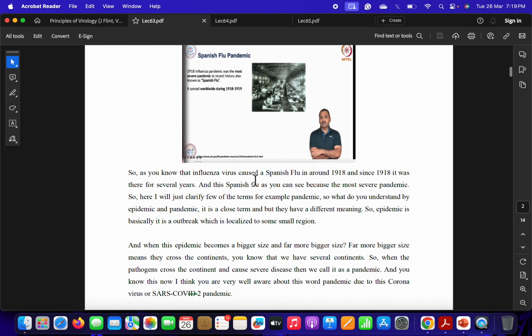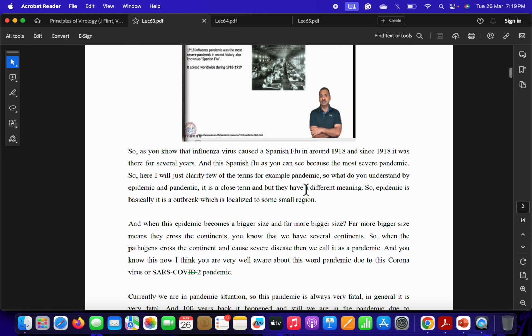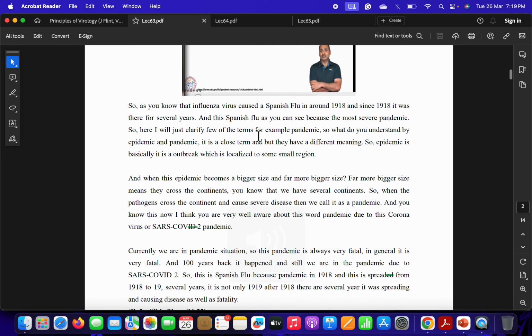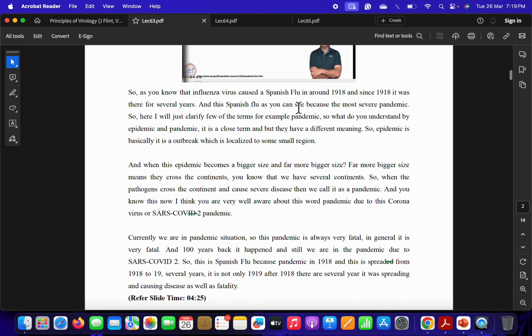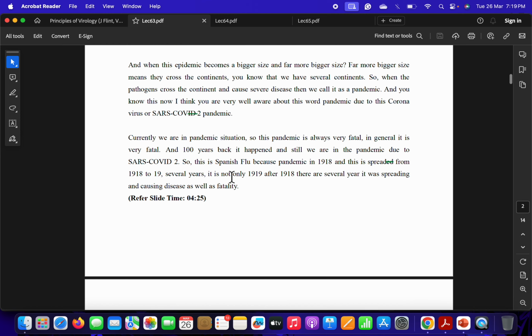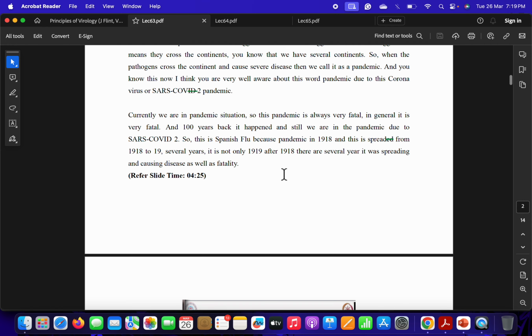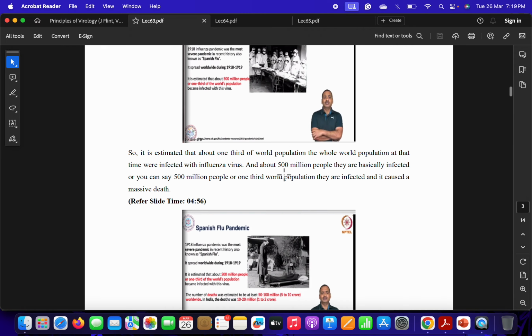So as you know, influenza virus caused Spanish flu around 1918. Since 1918 it was there for several years, and this Spanish flu, as you can see, was the most severe pandemic. When an epidemic becomes far bigger in size, meaning it crosses several continents, it becomes a pandemic.